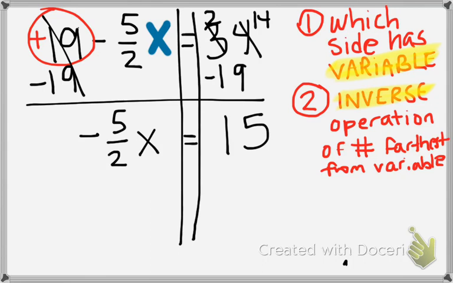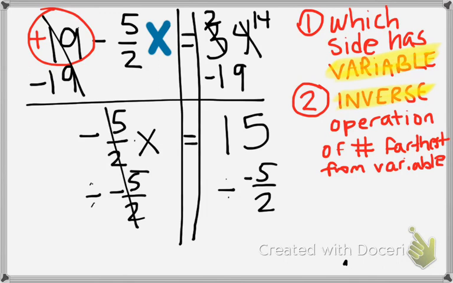And I look at it and I think, well, in math, if two numbers are touching, that means they're multiplying. So the inverse operation, the opposite of multiplying, is division. So we're going to divide by the whole thing, negative 5/2. Divide by negative 5/2. What I do on the left, I have to do on the right. Okay, well, I have something that looks really weird. So all I'm going to do is rewrite it in one line: that 15 divided by negative 5/2.